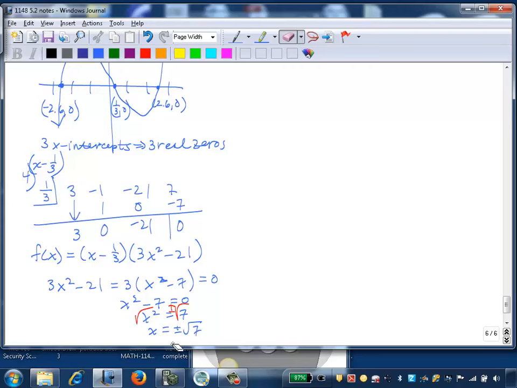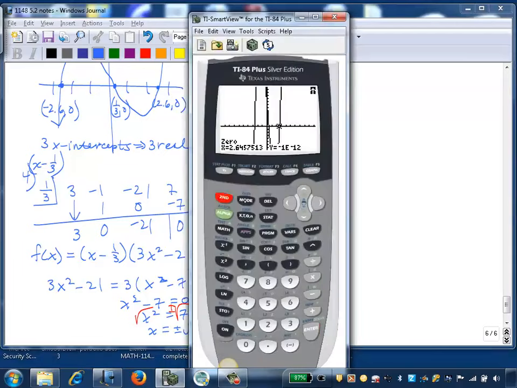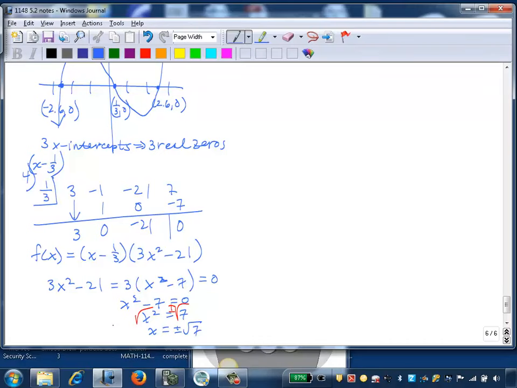And if you enter square root of 7 into your calculator, you will see that it is approximately 2.64, etc., those ones that we saw in the calculator. So this is approximately plus or minus 2.6.